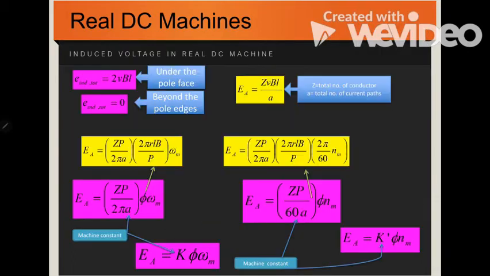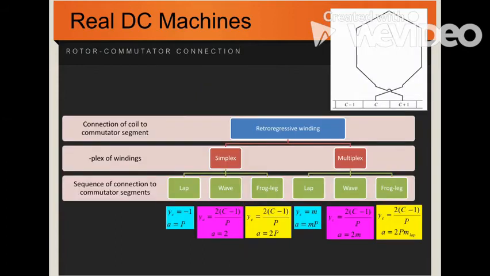You also have what we call a retrogressive winding, in which it is connected backward. The first side of a coil is connected to one commutator, and the end of it is connected to the commutator before it. There are two types as well, simplex and multiplex, and you can see that the current path is quite the same.